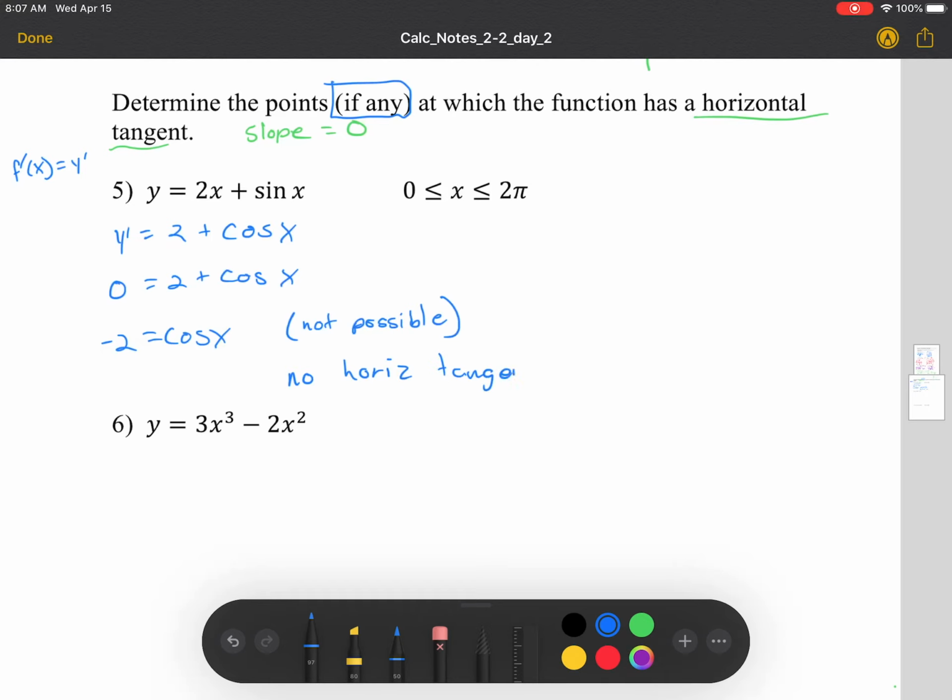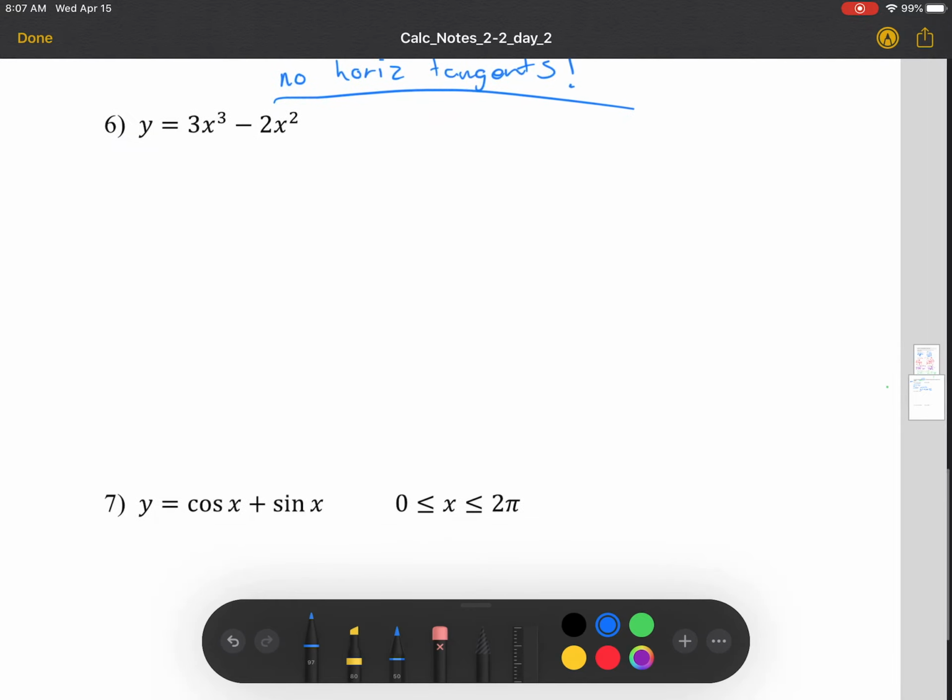So it has no horizontal tangents. Okay, so that's one of those ones that there isn't any. So we can stop right there. Easy one. All right. Next one's not going to be so easy. We're going to have to keep doing our work.